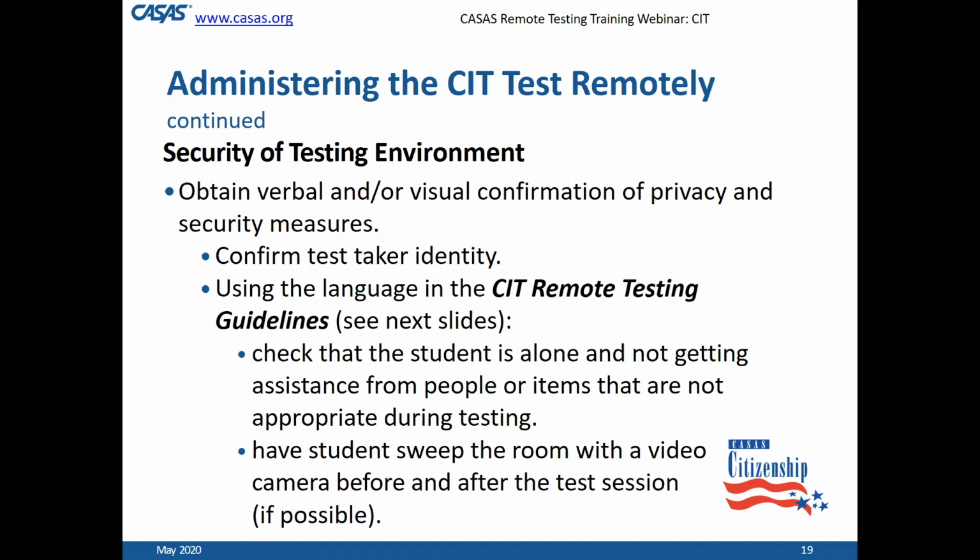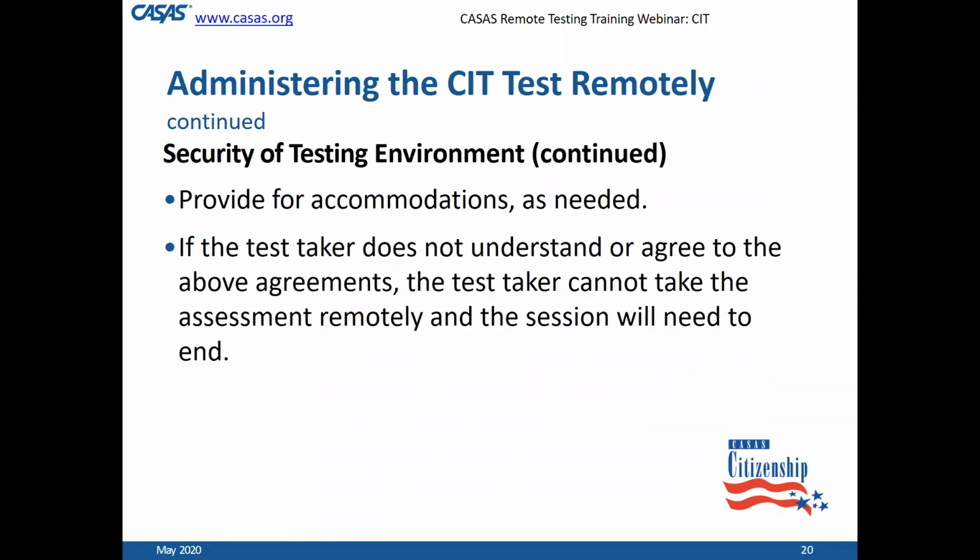Have the student use a cell phone or other video camera to show the room to make sure there's no one there to assist them during the test, or that there are no notes or other items that are not appropriate during testing. In the next slides, we'll review the language you need to use for this verbal or visual confirmation. In every case, the examinee must agree to the security agreements, or you cannot proceed with the SIT remote test.